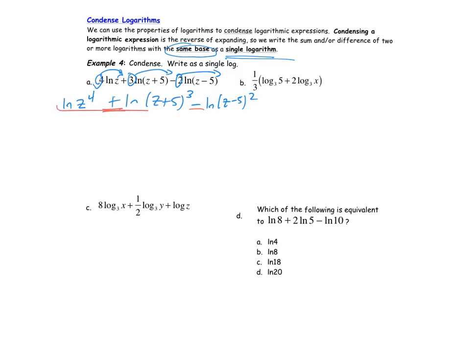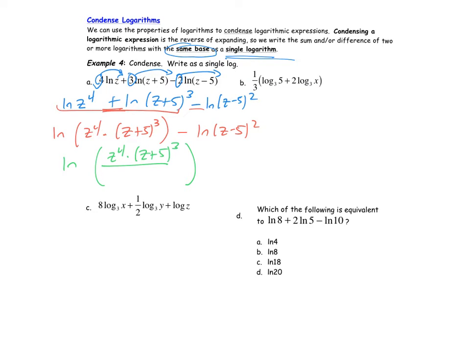So I'm going to take these first two expressions, and that's going to become ln of z to the fourth times z plus 5 cubed. And then I have minus ln z minus 5 squared. Now we have the difference of two logs. That's going to become the log of a quotient. So I have ln, and then I'm going to write a quotient because my goal is to just have one single logarithmic expression, one expression inside the logarithm, I should say. So it's going to be ln of z to the fourth times z plus 5 cubed. And then when I'm subtracting, that's going to go to the denominator because it's division over z minus 5 squared.